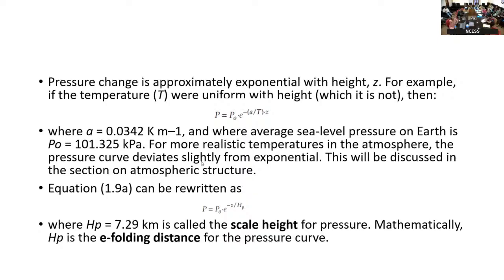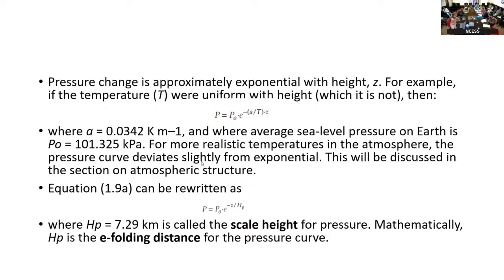The above equation can be rewritten in terms of a parameter called scale height. It is a measure of how much the pressure varies with height, and it has a value of 7.29 kilometer. That is, the pressure varies with a scale of 7.29 kilometer with height.